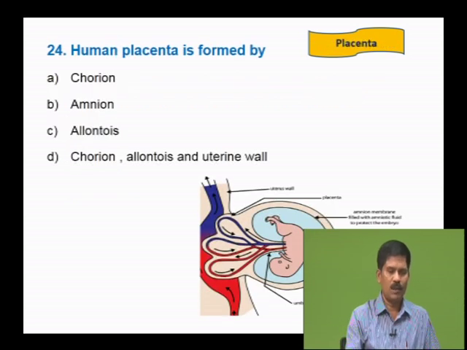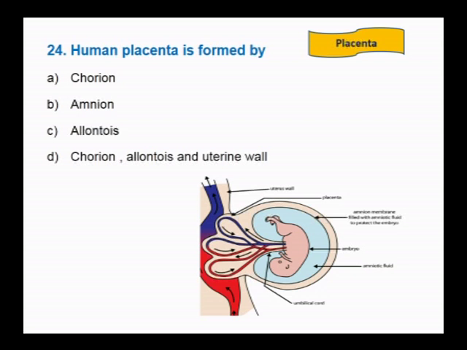Human placenta is formed by tissues of the fetus as well as mother. The mother part of the placenta is uterine epithelium.